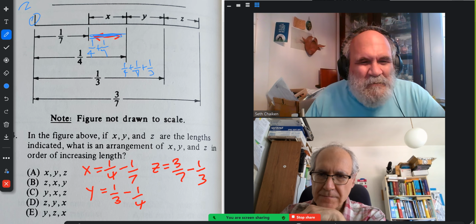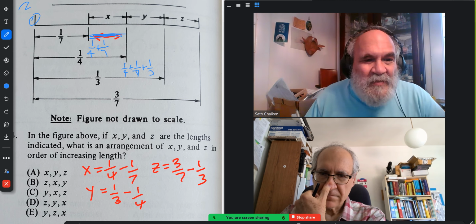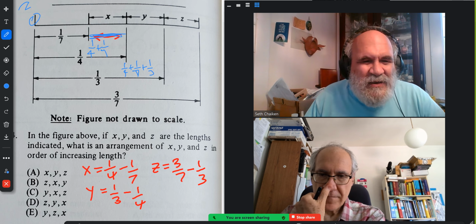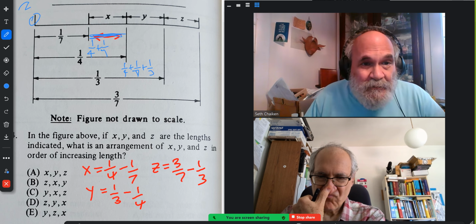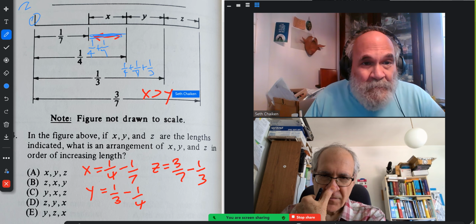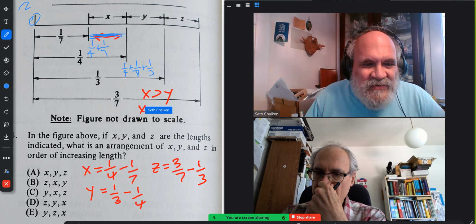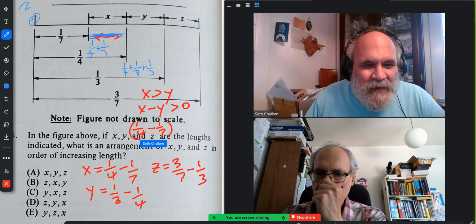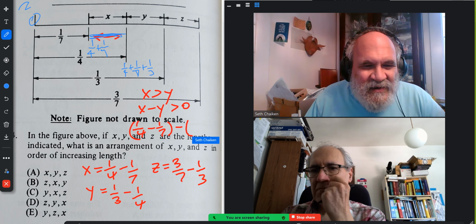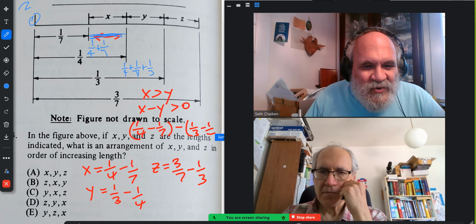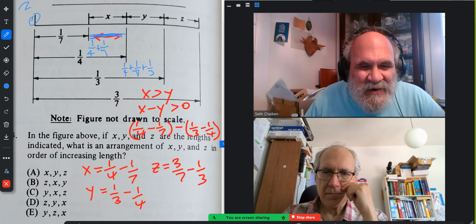If you want to test, without using a calculator, whether X is greater than Y, that is equivalent to X minus Y being greater than 0. And that's equivalent to asking whether a quarter minus 1/7, minus 1/3 minus 1/4, is greater than 0.